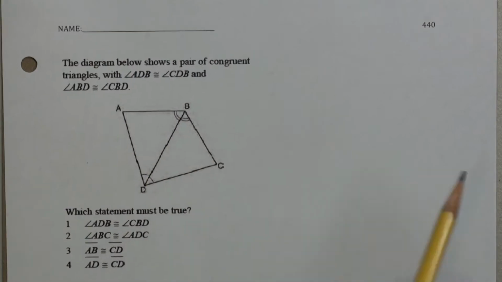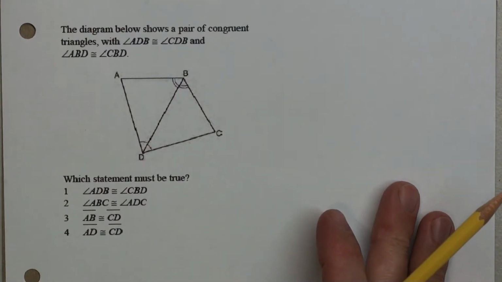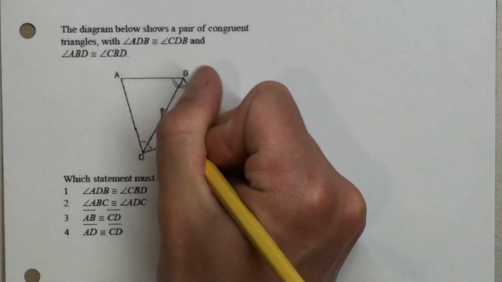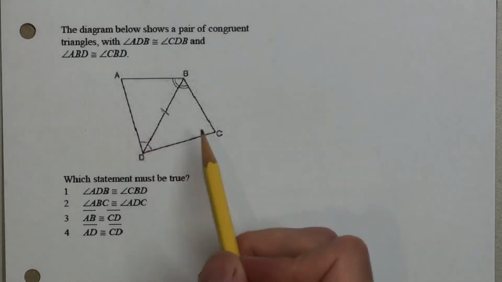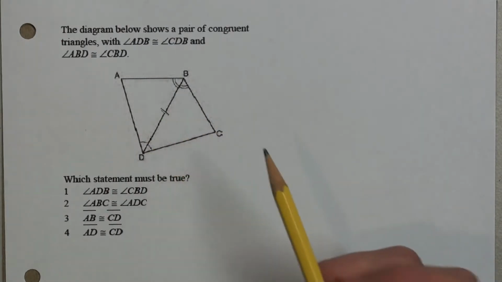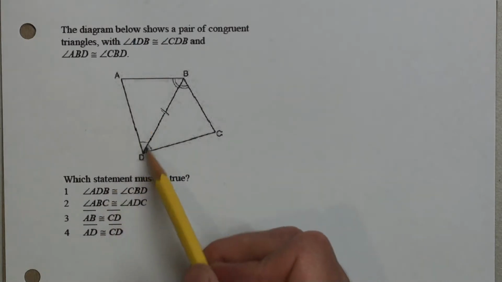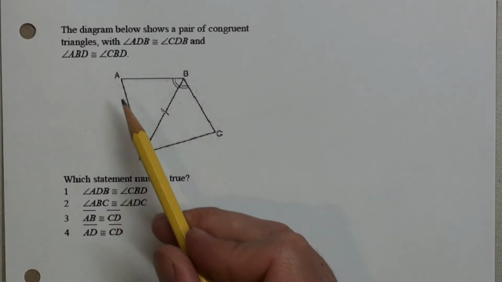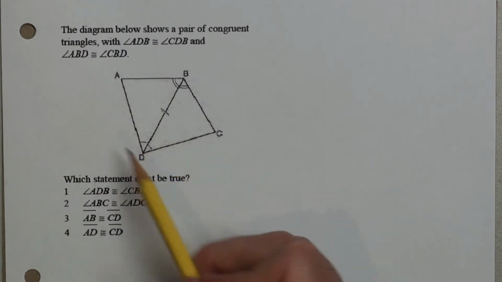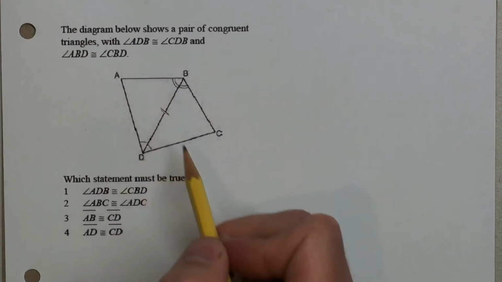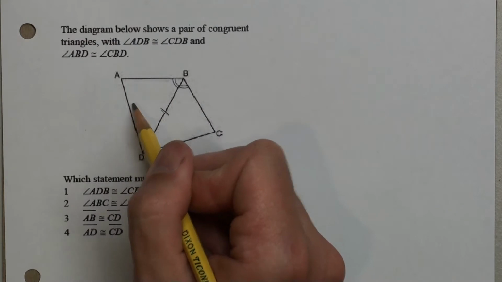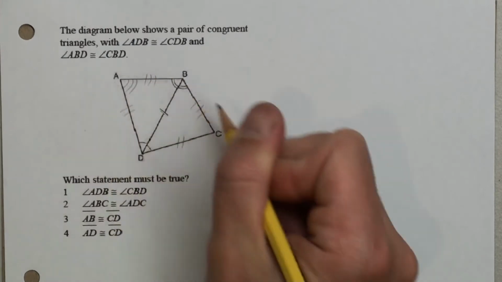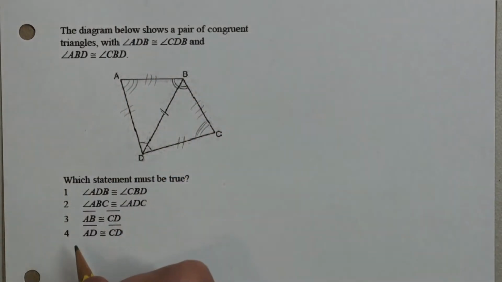We have a pair of congruent triangles. Some angles are congruent, they're given. Which statement must be true? Well, we know that this side is congruent to itself, so we know that these two triangles are congruent because of angle, side, angle. So ADB is congruent to CBD. No. ABC is congruent to ADC. Nope. AB and CD. Nope. AD and CD. Yes, we know that AD and CD.